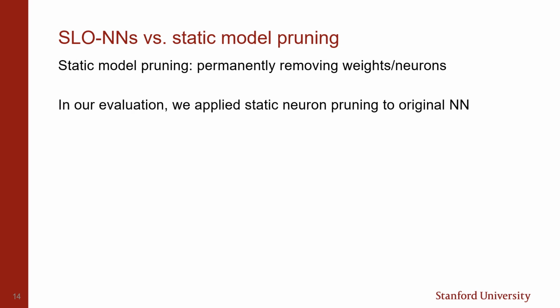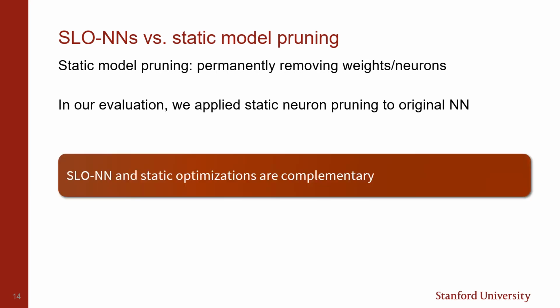We'd like to highlight the difference between SLONNs and static model pruning approaches. Static model pruning involves permanently removing weights and neurons, which is different from SLONNs, where we dynamically prune neurons, but neurons are never permanently removed from the neural network. In our evaluation, we actually applied static neuron pruning to the original neural network before transforming it into an SLONN. So we'd like to note that SLONNs and static optimizations, such as model pruning, are complementary.